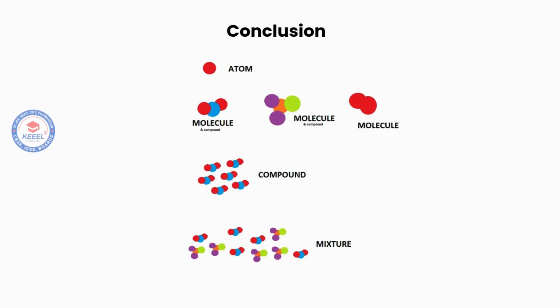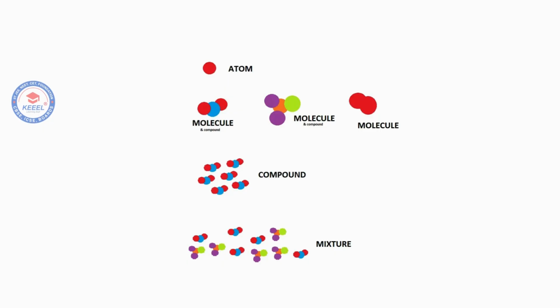Conclusion. Let's quickly revise. Elements are pure and made of one kind of atom. Compounds are made when elements join chemically. Mixtures are formed by physical mixing and are easy to separate. Compounds are new substances, but mixtures are just blends. Understanding these helps us know what everything around us is made of, from food and air to clothes and machines.